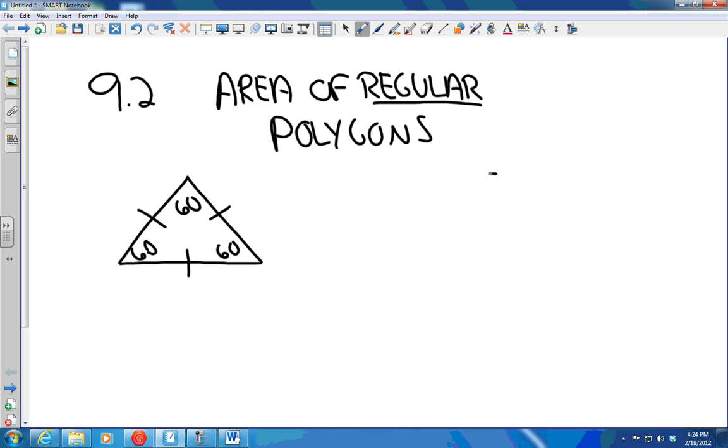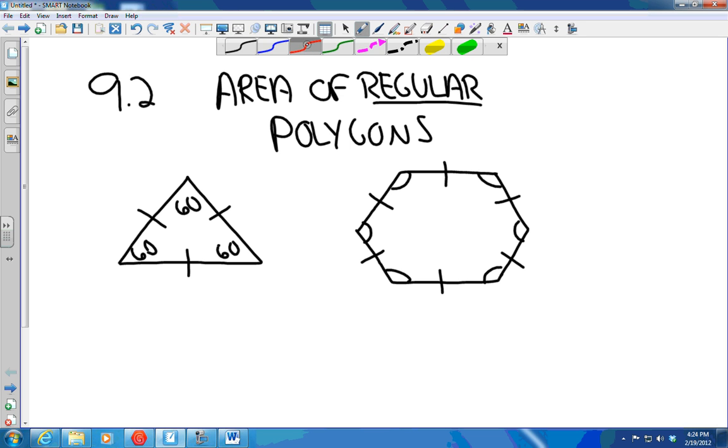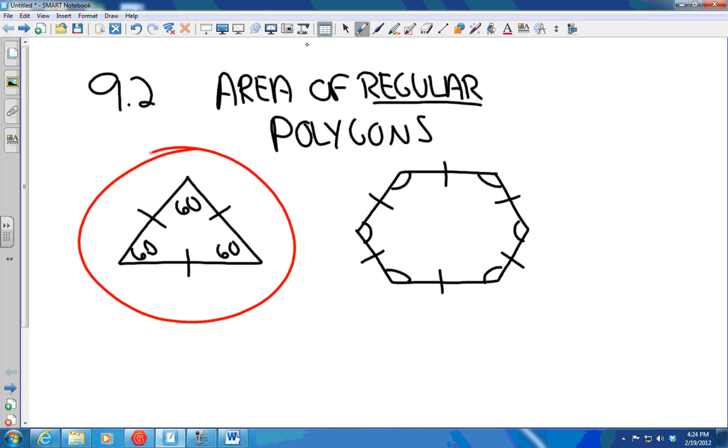We're also going to focus our study on regular hexagons. So a hexagon with 6 congruent sides and 6 congruent angles. But for this lecture, we're going to focus on just the area of a regular triangle, or an equilateral triangle.